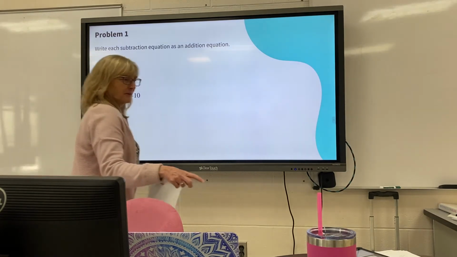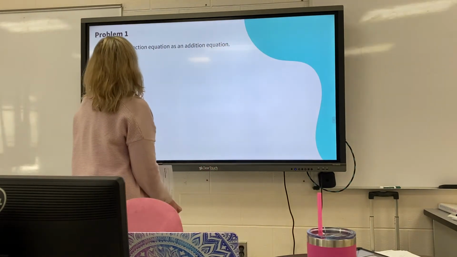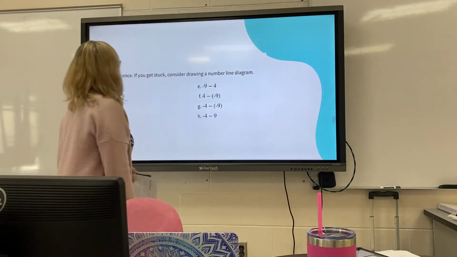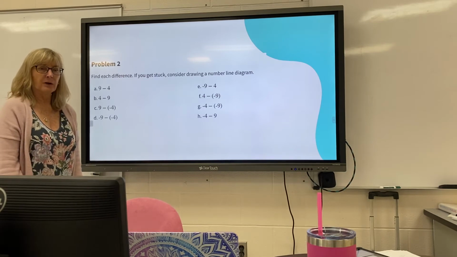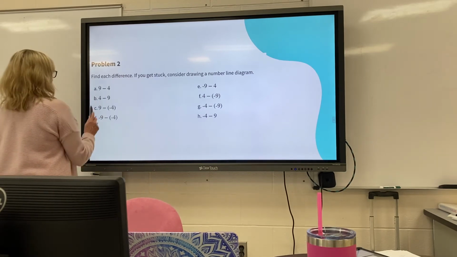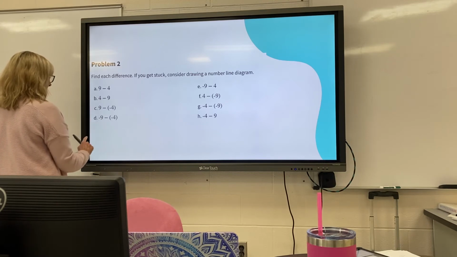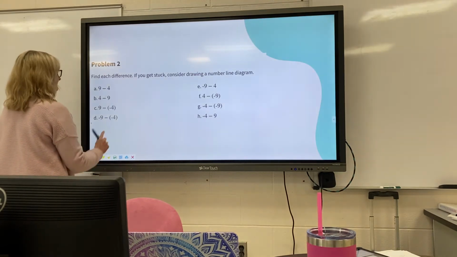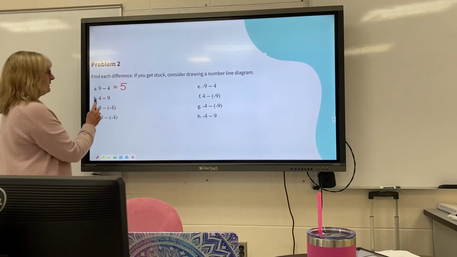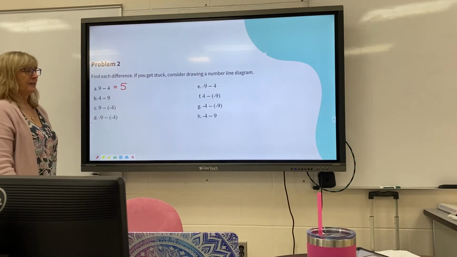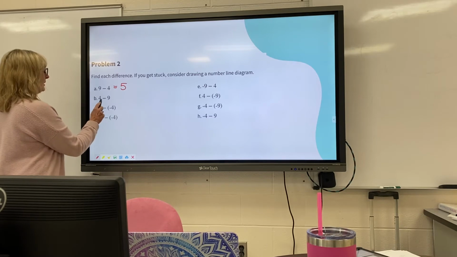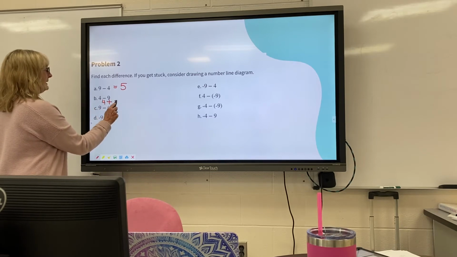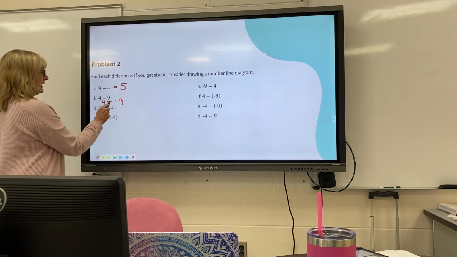Gone. All right, next one we're being asked to find the difference. All right, we can do 9 minus 4. What's 9 minus 4? 5. That one's easy. That's left over from previous grades. All right, 4 minus 9. Think what it's going to look like on the number line. But we are going to change this to an addition problem. 4 plus negative 9. Copy, change, opposite.